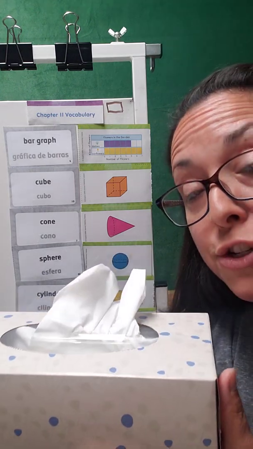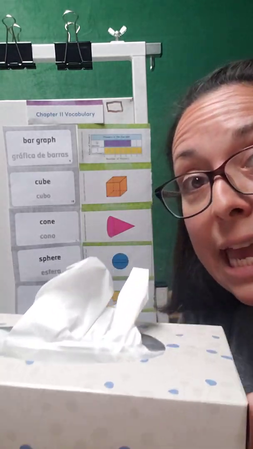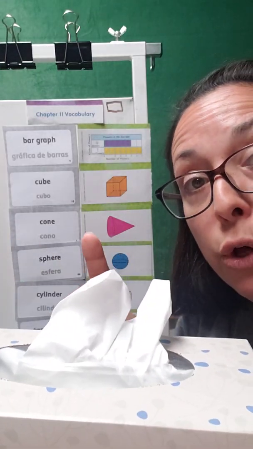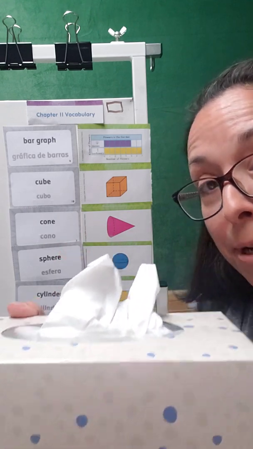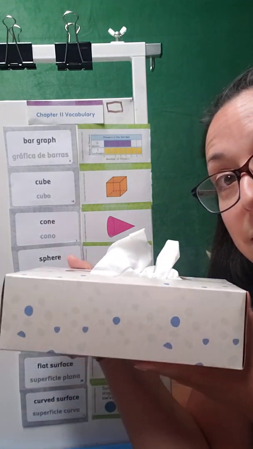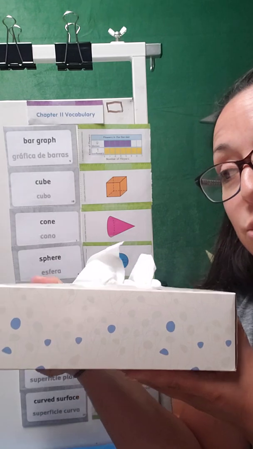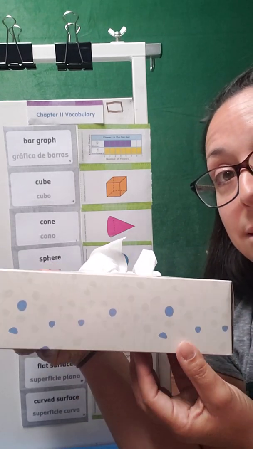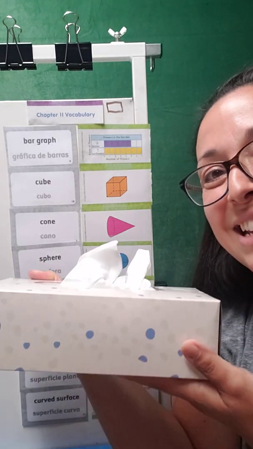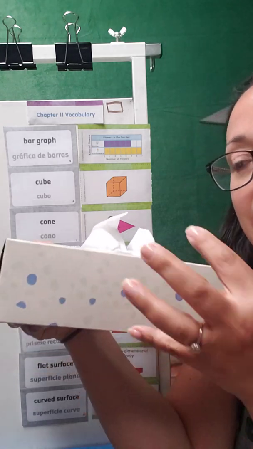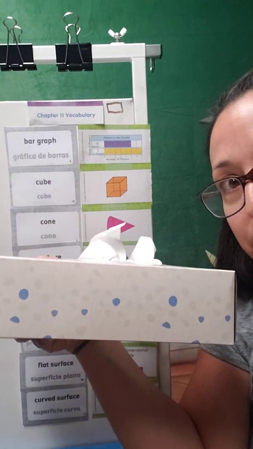A cube is actually a special type of rectangular prism. That's important to know. Un cubo es una prisma rectangular especial que tiene todos los lados iguales. It has all the same size sides. Same size sides. That's a cube, and it's a type of rectangular prism.